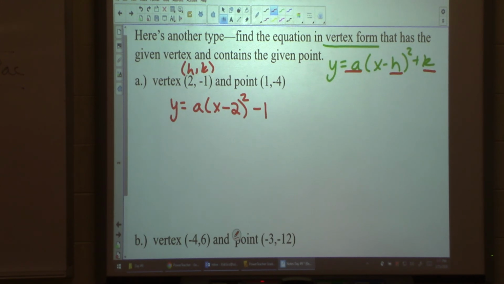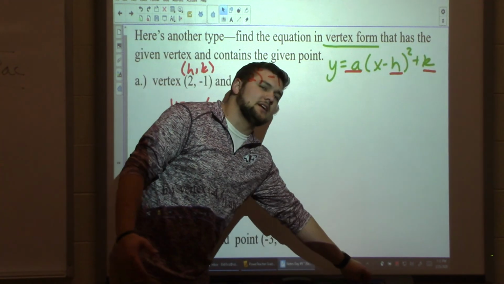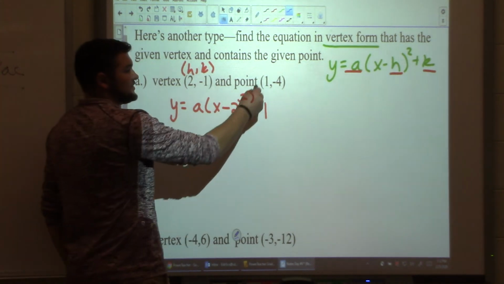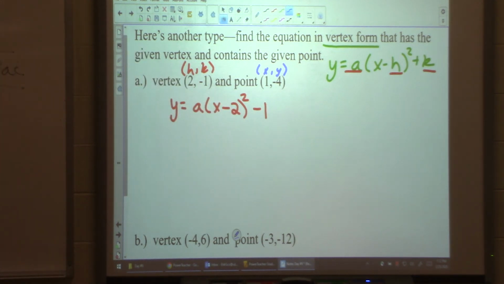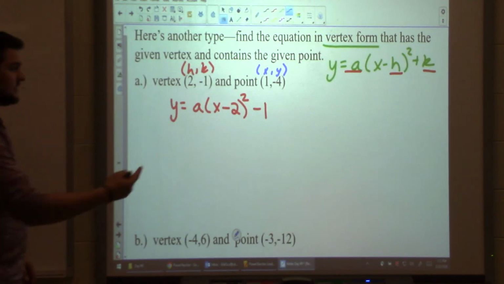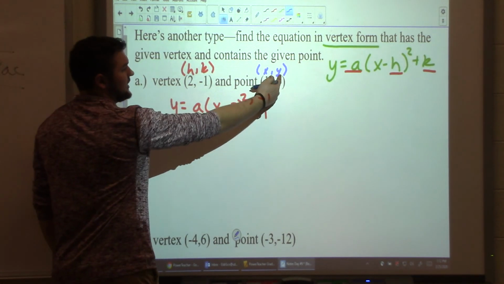All right, so I still need to find an a. What do you think? Can you plug in the point for x and y? Yeah, so they give us a point, guys. You should probably use it, right? They gave it to us for a reason. We know this point, x, y, has to be on this graph. So if I plug in x and y, the only variable I'm left with is a, and I can solve for a then. So I'm going to plug in my x and y that I'm given.